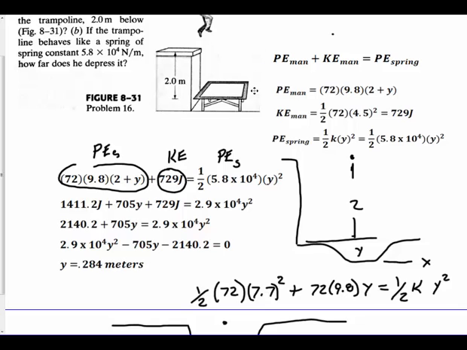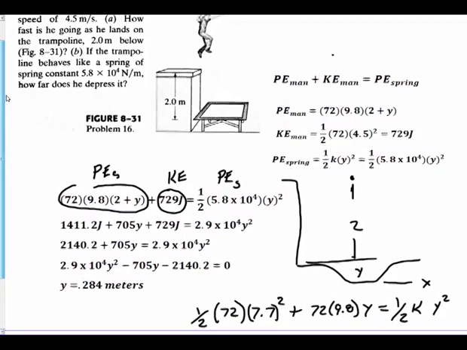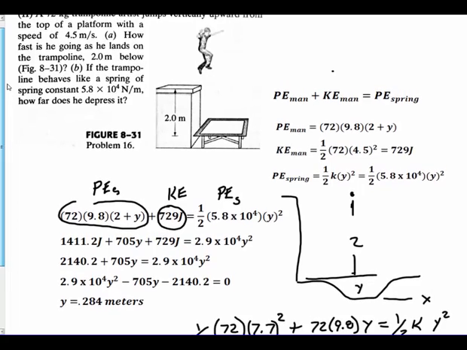Here I just broke it down so you could see where everything comes from. Again, his potential energy initial, 72 times 9.8 times 2 plus y. Kinetic energy is just 1/2 times mass times velocity squared, and I just set this up as my spring constant, being the potential energy of the spring. Again, not a bad problem. I just wanted to show you this methodology of how to set up this problem and solve it very effectively. Again, I solved part A first, and then followed around and solved part B.